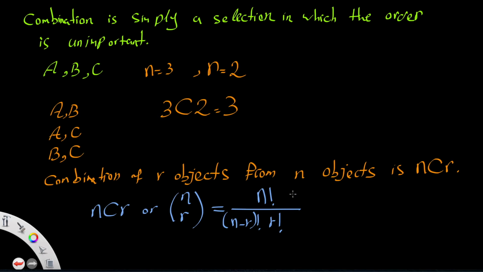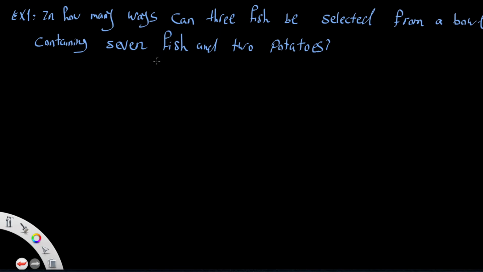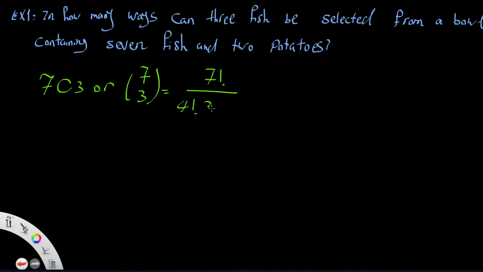Now let's have some examples. Example 1. In how many ways can 3 fish be selected from a bowl containing 7 fish and 2 potatoes? Now you are going to select 3 fish. So what is the total number of fish? It is 7. Here the 2 potatoes are irrelevant information, which is not needed. So the total number of options is 7, and it will be 7C3, or combination of 7 and 3, which is 7 factorial over 4 factorial, 3 factorial. If you calculate, even with your calculator, the final answer will be 35 different ways.